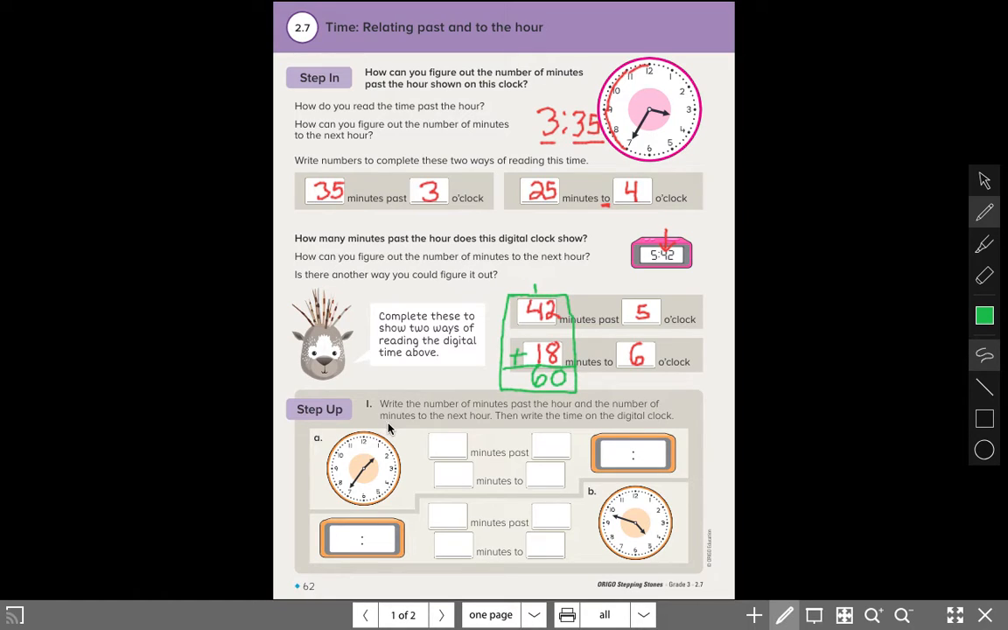Okay, look at number 1 down here. Write the number of minutes past the hour and the number of minutes to the next hour. Then write the time on the digital clock. It's okay to write the time on the digital clock first if you want.